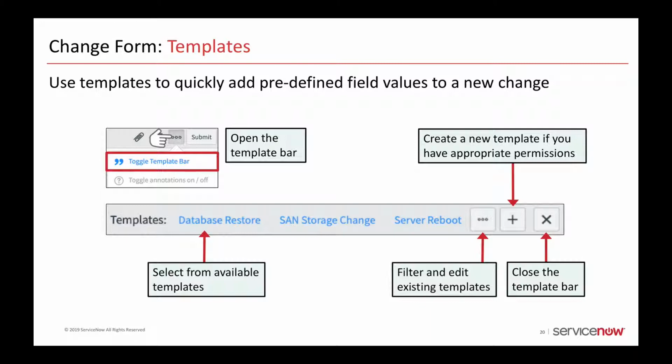Additional icons then appear to the right of the template bar. More Options allows you to filter and make changes to existing templates. Click the plus icon to create a new template for commonly occurring normal changes. Give your template a name, specify which fields are automatically populated on the change form and what their values are. Depending on your permissions, templates that you create may be available only to you or to the groups and individuals you designate. Click the X icon to close the template bar.